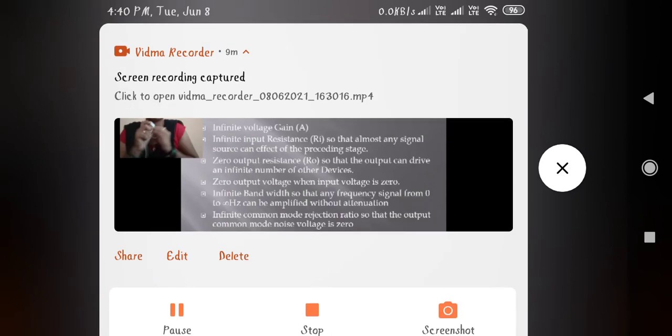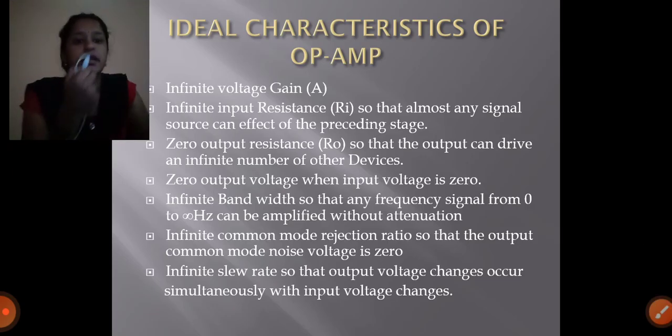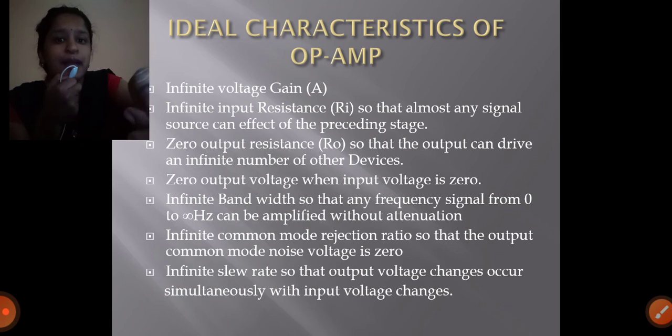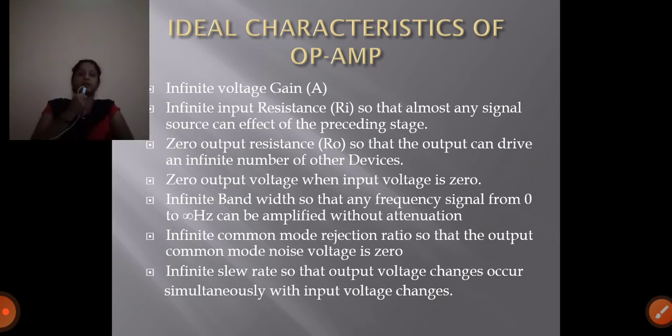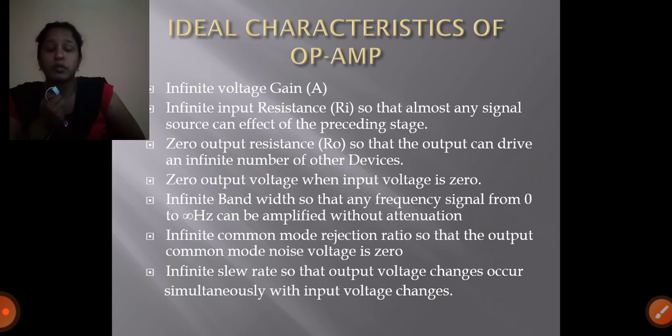And in the same way, the same changes are there. We have studied the ideal characteristics. First one is infinite voltage gain and infinite input resistance, otherwise input impedance, and zero output impedance. Zero output impedance means the output voltage and the current will be more, and the output is zero when the input voltage is zero. Infinite bandwidth.